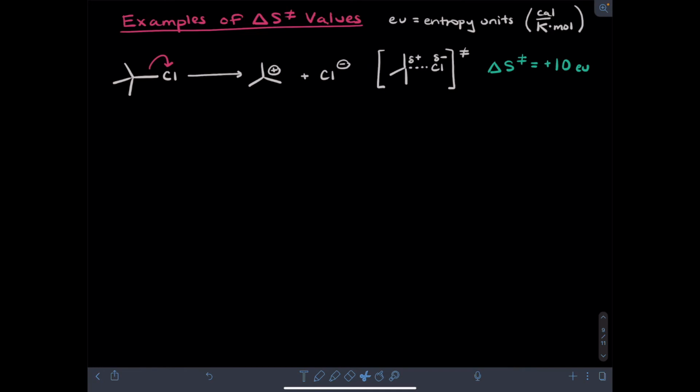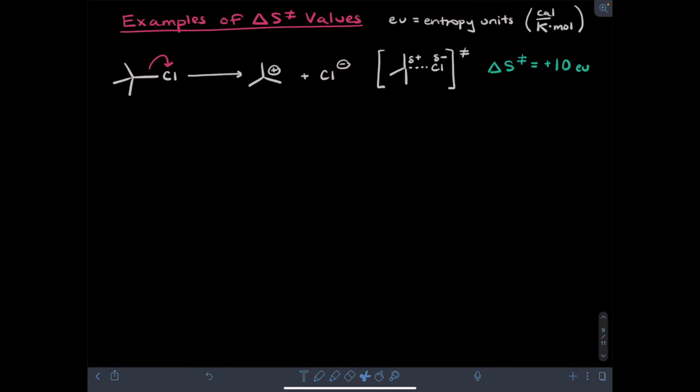This is a reaction that takes one molecule and forms two molecules, and at the transition state, my carbon-chlorine bond is partially broken. I have a developing positive charge on carbon, denoted as a partial positive charge, and developing negative charge on chlorine, written as partial negative.